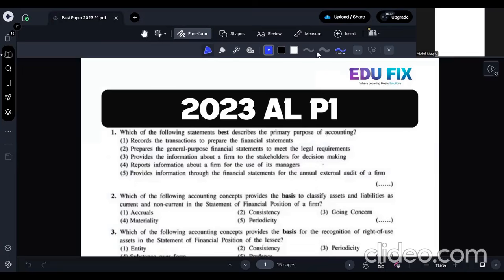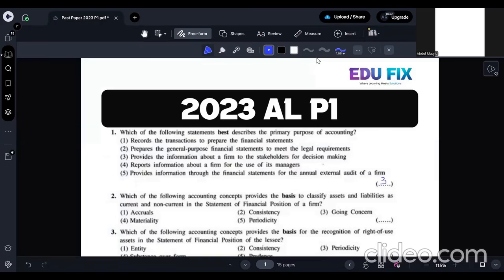So, in today's class, I'll be discussing the 2023 A-Level paper part 1. Starting off with the first question: which of the following statements best describes the primary purpose of accounting? Whenever they ask the primary purpose of accounting, it should be providing information for stakeholders to make decisions. So that is the third one here. You can easily identify that: provides the information about a firm to the stakeholders for decision making. That is answer number 3.